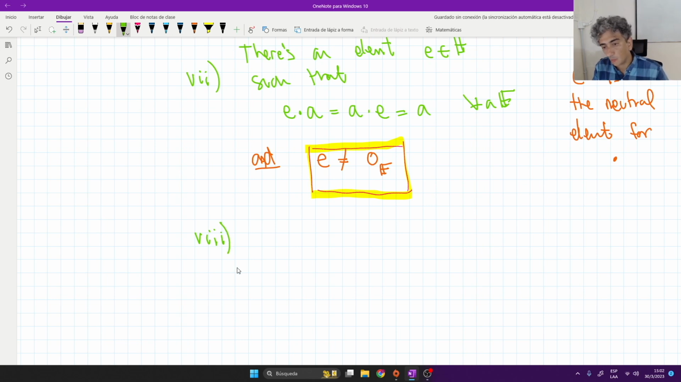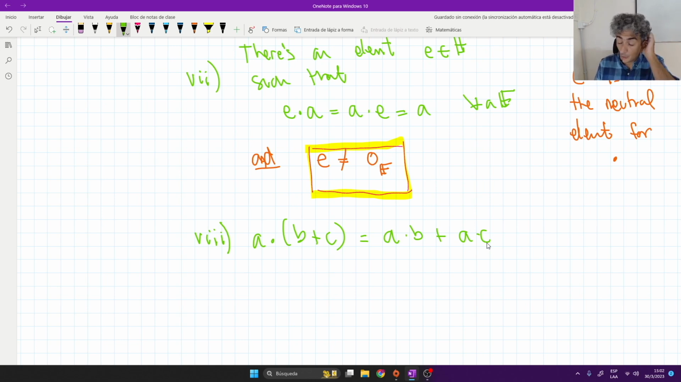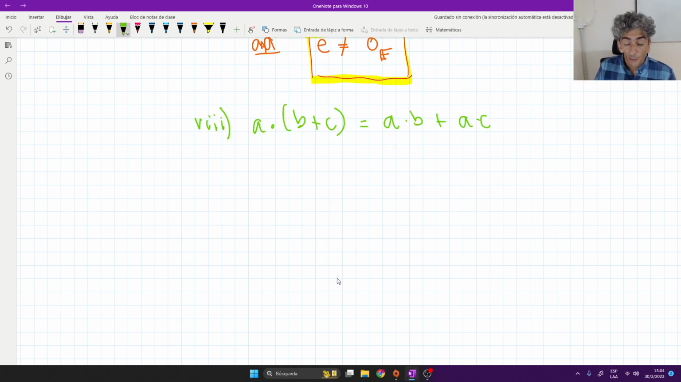What do we have now? We can distribute addition and multiplication, right? So we're going to say A times (B plus C) has to be the same as A times B plus A times C. So we can distribute multiplication in terms of addition. So there's a final condition that we're going to impose on this multiplication operation that's going to ensure that we have all the properties that we need.